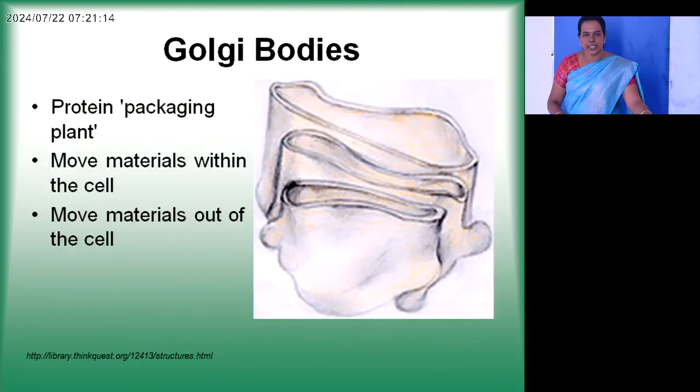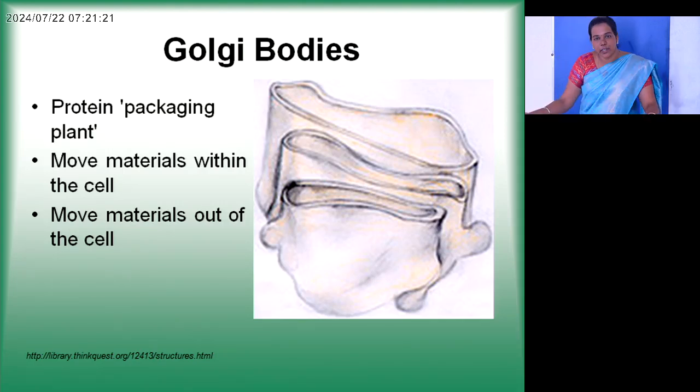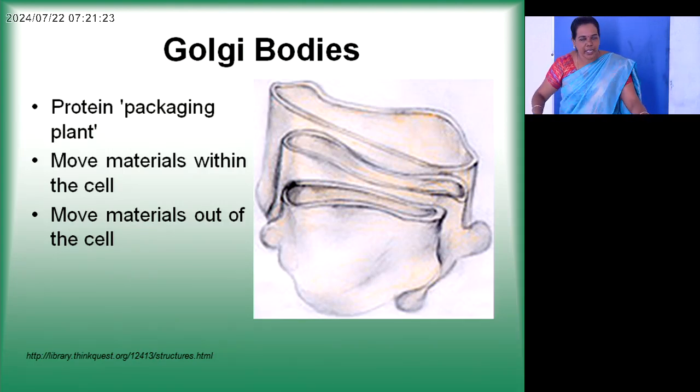And the Golgi bodies. After the proteins are synthesized, the packaging and sorting of proteins occurs in the Golgi bodies. After the protein synthesis occurs, the proteins reach the Golgi bodies and protein packaging happens, and after that they are transported all over the body.